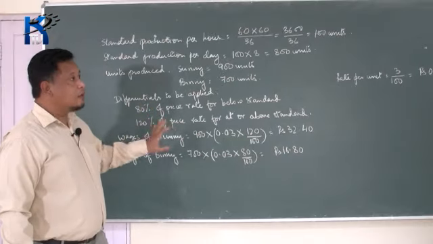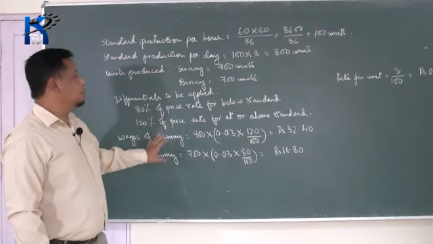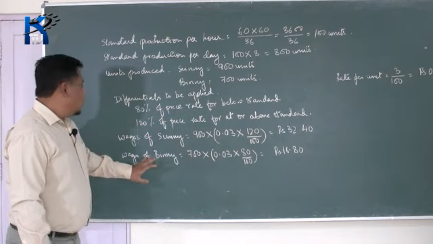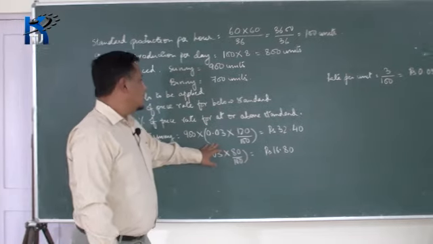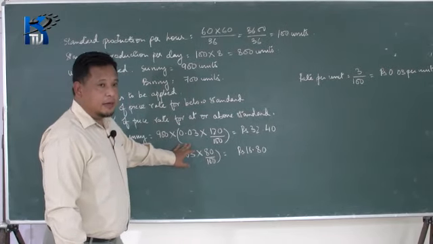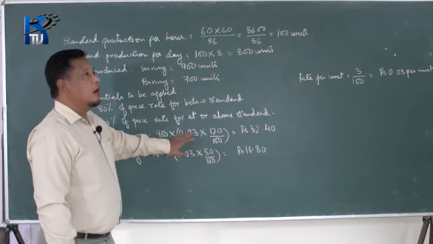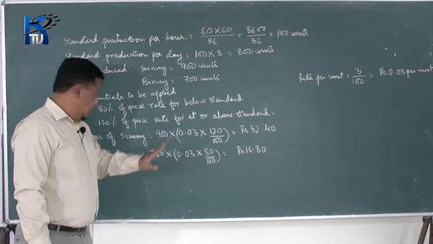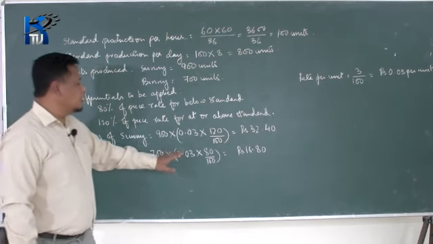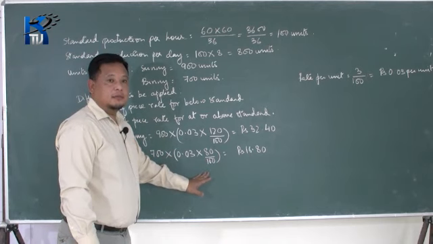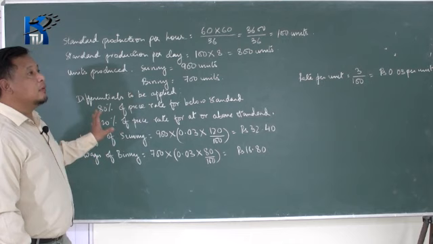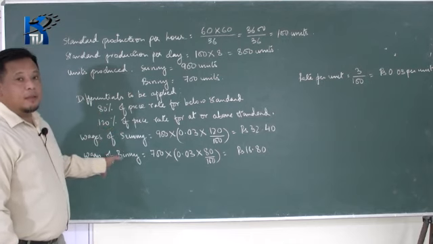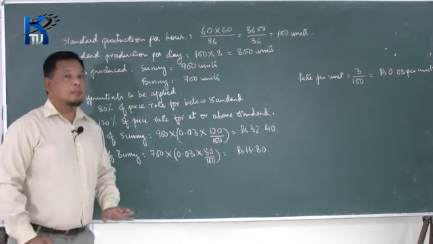So the main criticism this method faces is that the inefficient workers are penalized very much. The efficient workers are being rewarded, that is justifiable, but inefficient workers are being severely penalized. So the main criticism faced by this system is this point. So we'll go to the next method.